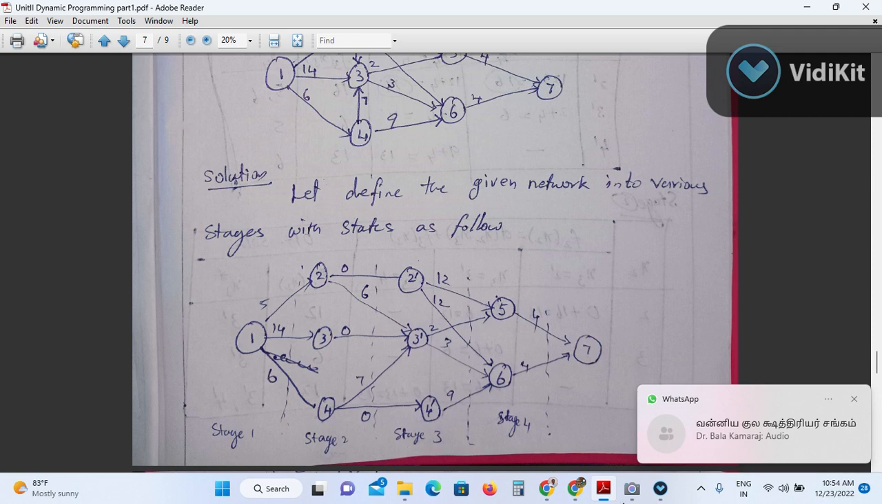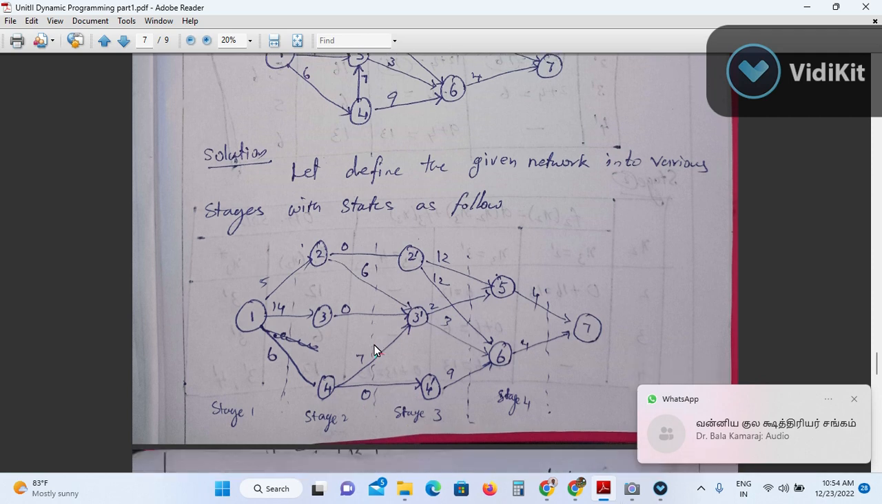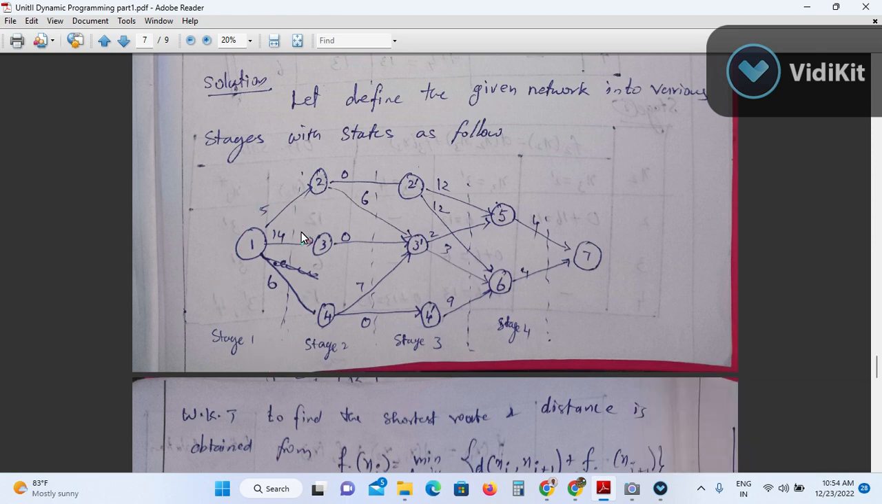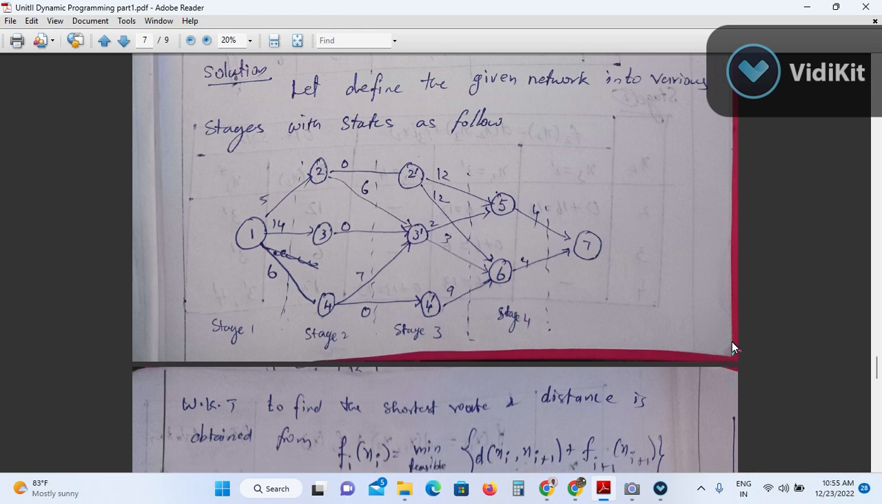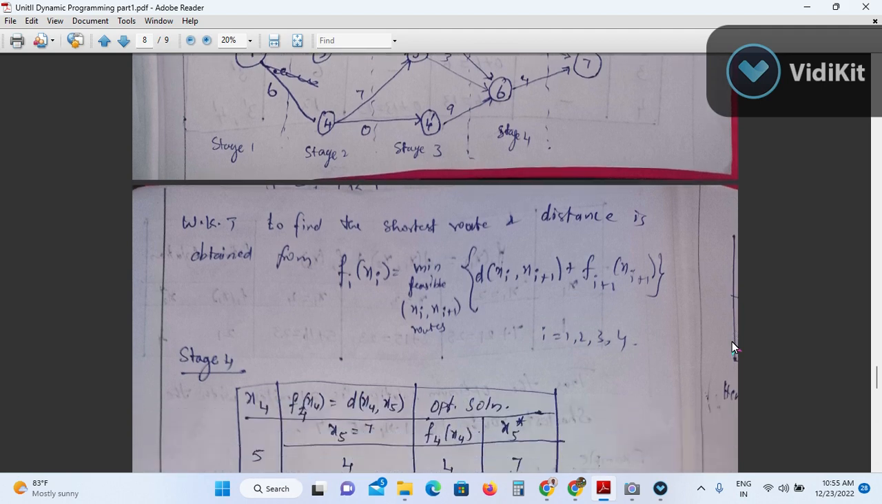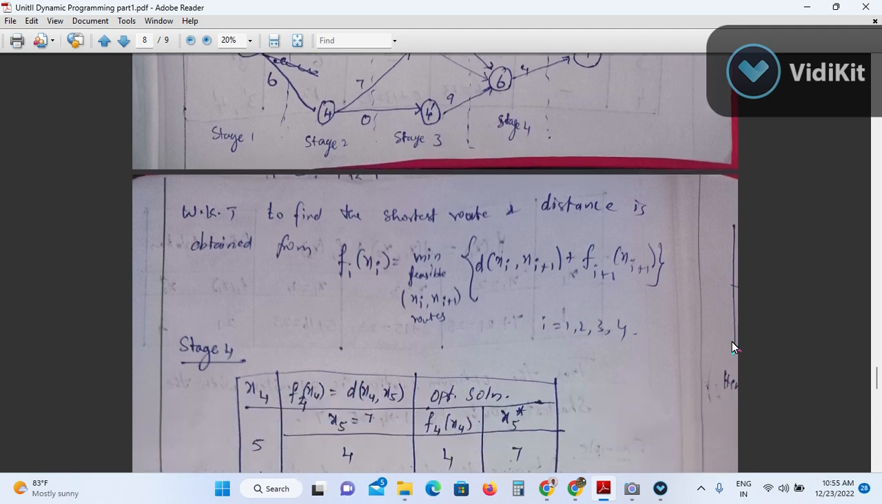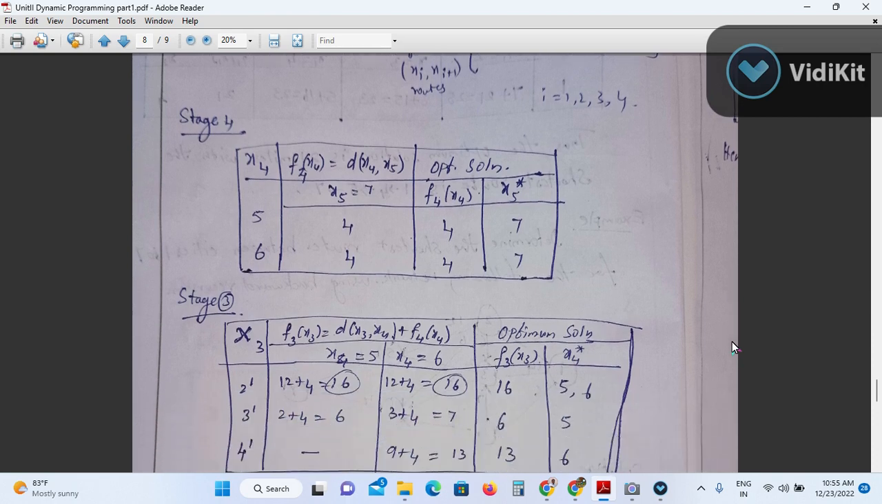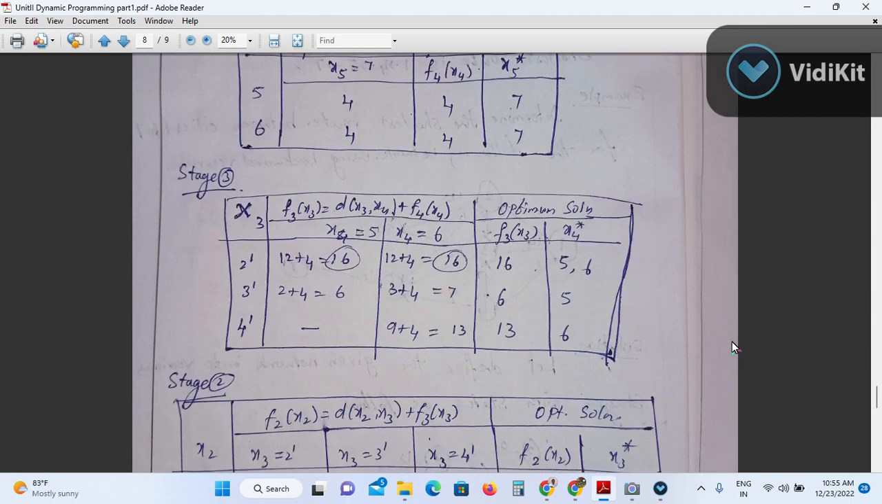So now we can easily split it into various stages. Stage 1 contains the node 1, stage 2 has 2, 3, 4, stage 3 has 2 prime, 3 prime, 4 prime, and 5, 6 are stage 4, and finally the end node. Now, as usual, we can go by the backward recursive formula, so you can proceed easily, right? All of these things are easy.